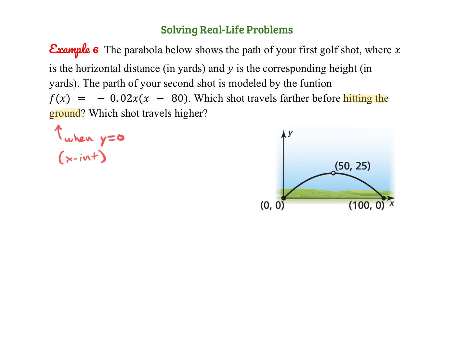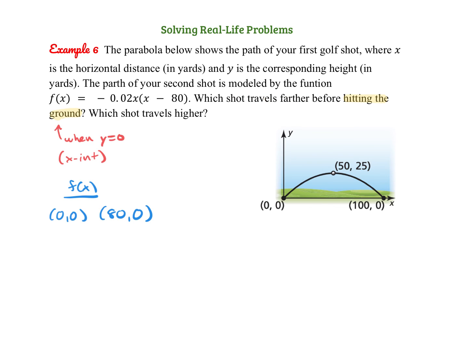And I know it doesn't look like it, but this is actually in that intercept form. Here's my a value. My first factor is just x minus 0. So my first x-intercept is actually 0. And you can see here that my second x-intercept is at 80. So for f of x, my x-intercepts are at (0, 0) and (80, 0). So you can see if you compare the two, this one travels 100 yards before it hits the ground. This one travels 80 yards before it hits the ground.